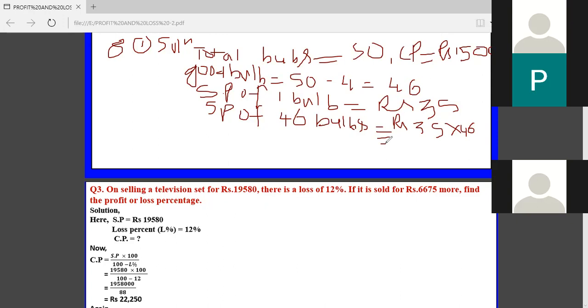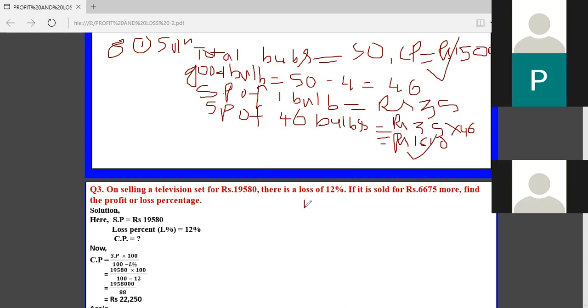1,600 comes 1000, 610. Good. 1610 comes. Okay, children, now look here. What was its CP? 1,500. What is its SP now? 1,610. Tell whether there is profit or loss.